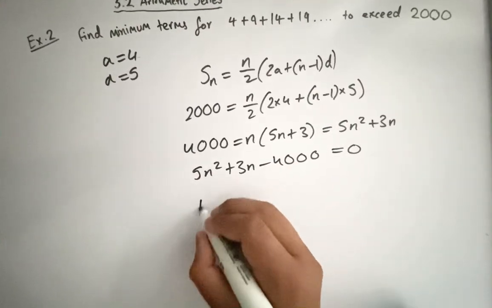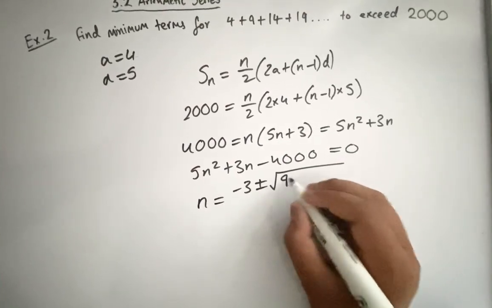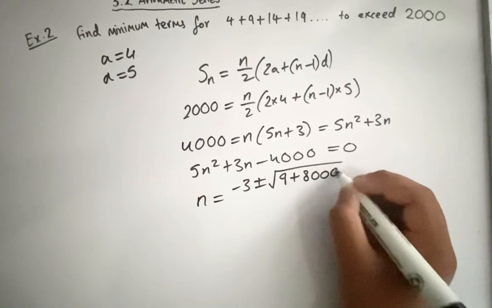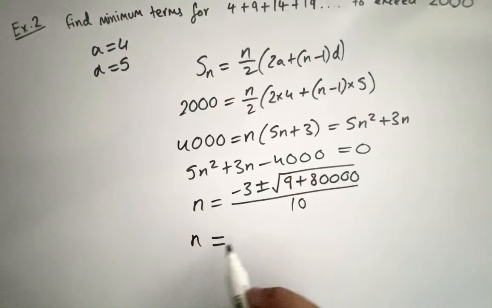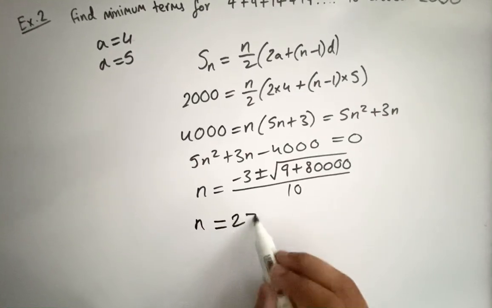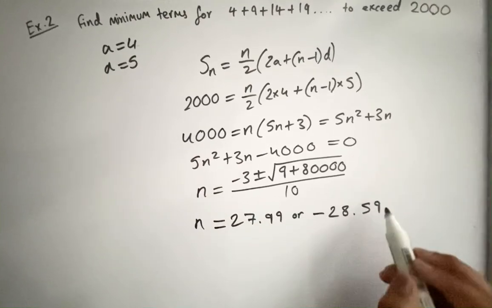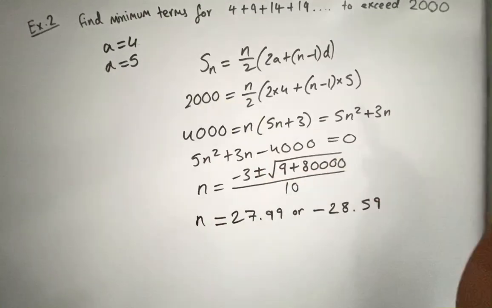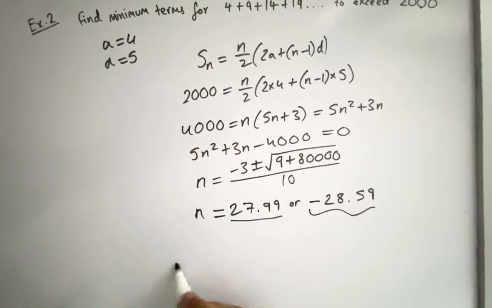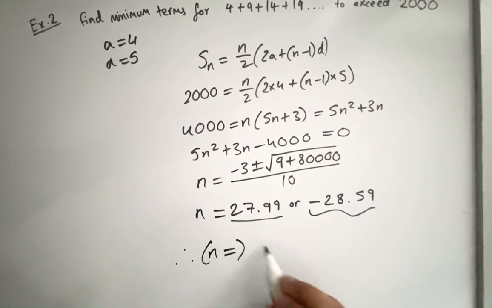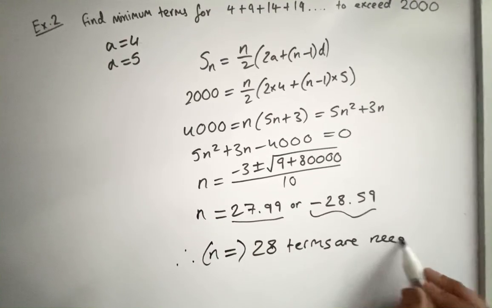Then using the quadratic formula, we get n equals minus 3 plus or minus the square root of 9 plus 80,000, all over 10. So n is equal to 27.99 or minus 28.59. However, as we're doing the sum of a sequence, we can't have a negative, so it has to be a positive only. So if this is the minimum, n must be 28. 28 terms are needed. And that's it.